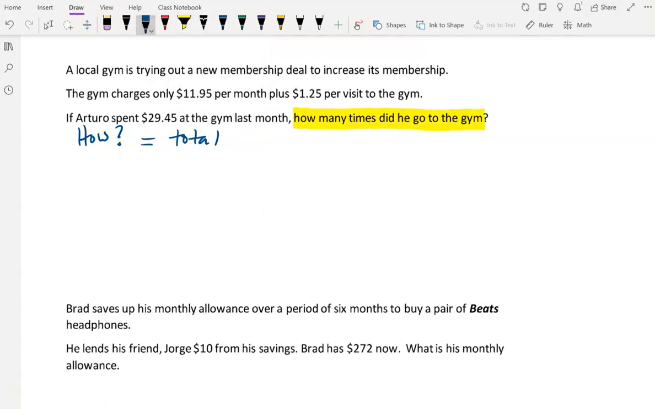So the other thing you have to do besides setting up the how and the total is you need to establish your variable. I tend to just use x all the time. X in this case is going to represent the number of gym trips. That's the shortest amount of words I can put it in. How many times did Arturo go to the gym? The number of gym trips. So that's going to be our variable. Okay, so again, let's get started.